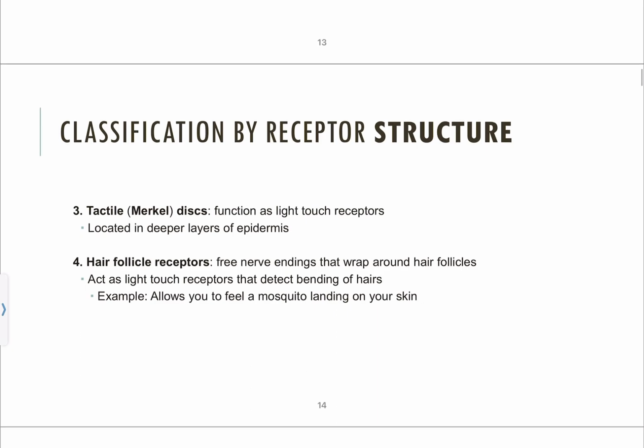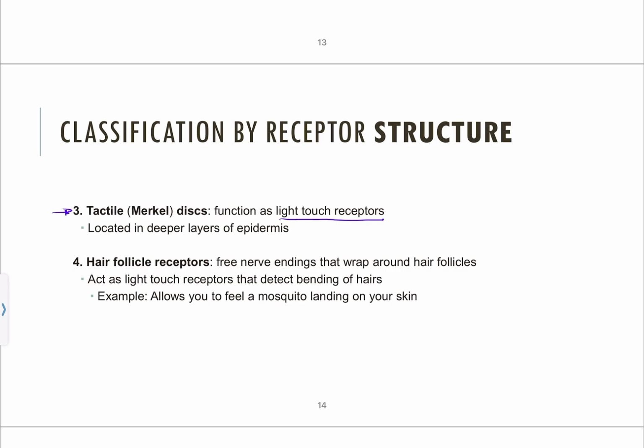The last two of our non-encapsulated free nerve endings are tactile or Merkel discs and our hair follicle receptors. We talked about the tactile Merkel discs when we covered the integumentary system. I think you actually had to identify them in lab. They lie in the dermal papillae between the epidermis and the dermis, and their whole function is to act as light touch receptors.